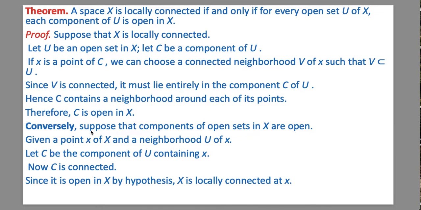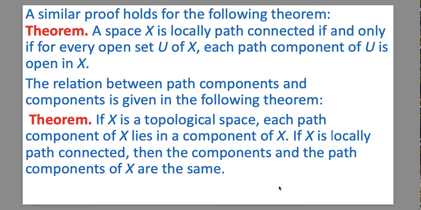Suppose we are given a point x of topological space X and a neighborhood U of x. Let C be the component of U containing x. Now, since C is connected, and it is open in X by hypothesis, X is locally connected at x. A similar proof holds for the following theorem. A space X is locally path connected if and only if for every open set U of X, each path component of U is open in X.